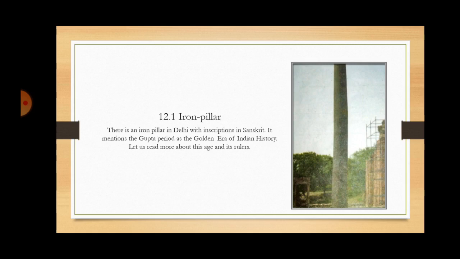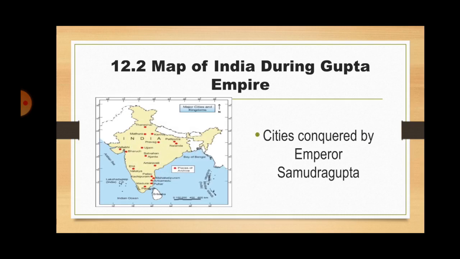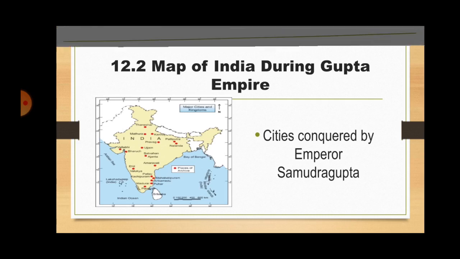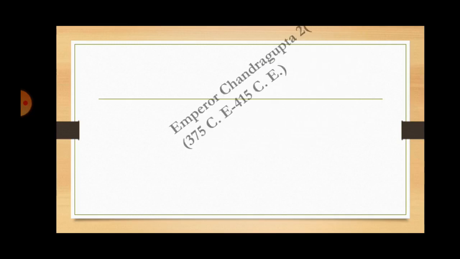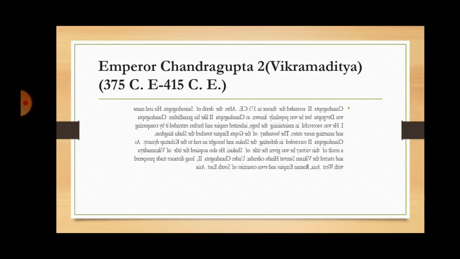So, here we will see in page number 87 the map of India during Gupta Empire. My dear students, here you will see cities conquered by Emperor Samudragupta. Here you will see Thaneshwar, Mathura, Amravati, Ajanta, Chalukya, Pallava, right? So, Emperor Chandragupta II.